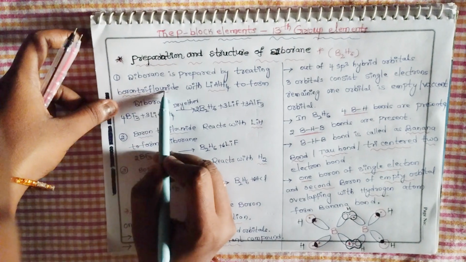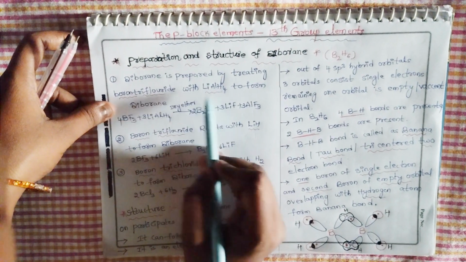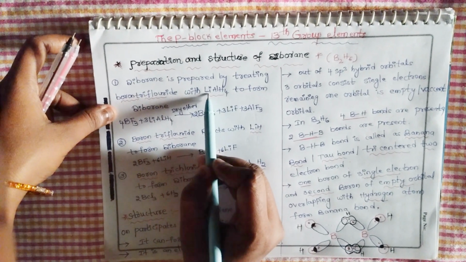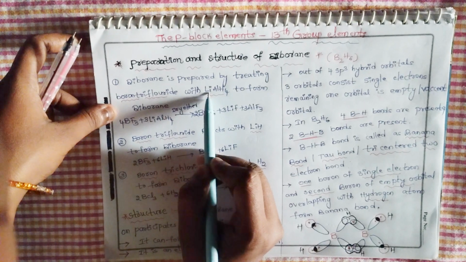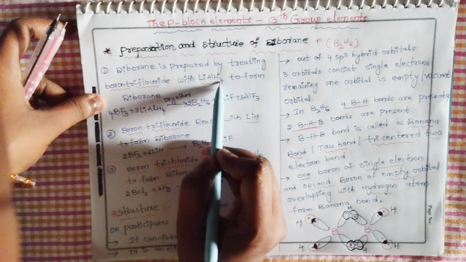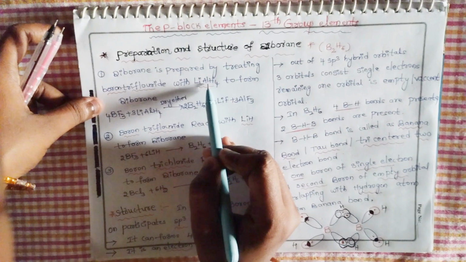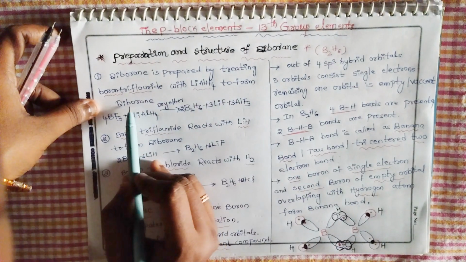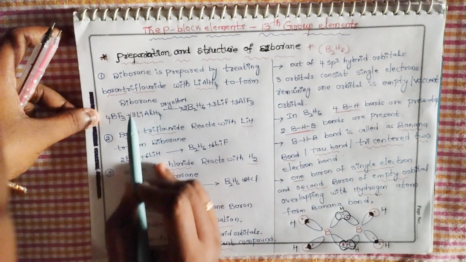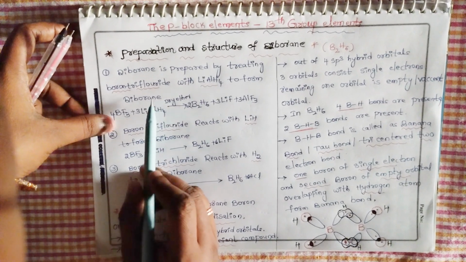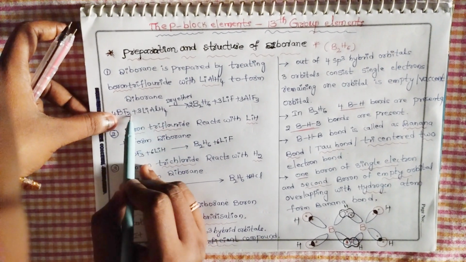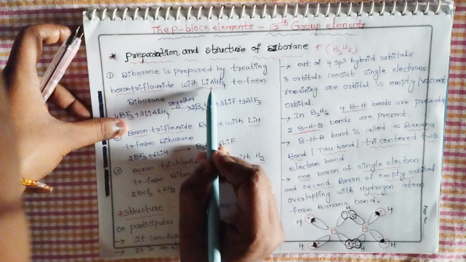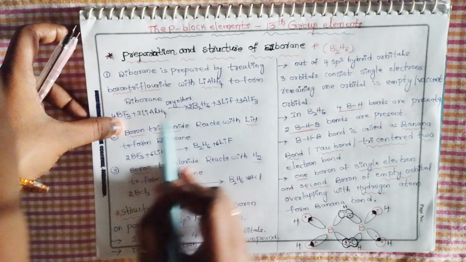When boron trifluoride is treated with lithium aluminum hydride, what is the formula of lithium aluminum hydride? LiAlH4. So this lithium aluminum hydride is treated with boron trifluoride to form diborane. What is the representation of the reaction? BF3 means boron trifluoride, and it is treated with lithium aluminum hydride.